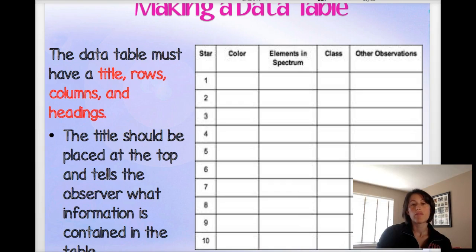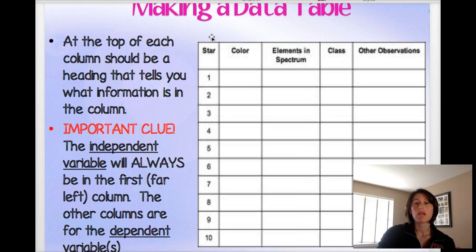I have a little bit of FYI for you. The data table must have titles, rows, columns, and headings. The title has to be placed at the very top, and it should be descriptive so that the reader knows exactly what they're looking at. At the top of each column is going to be a heading, and those headings are going to tell you what information is in the column.